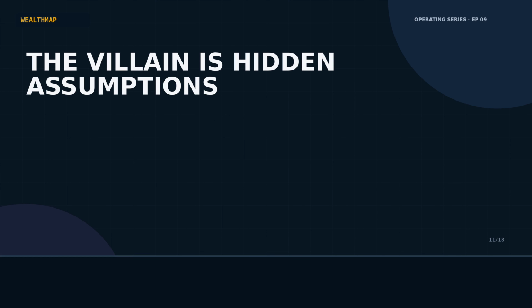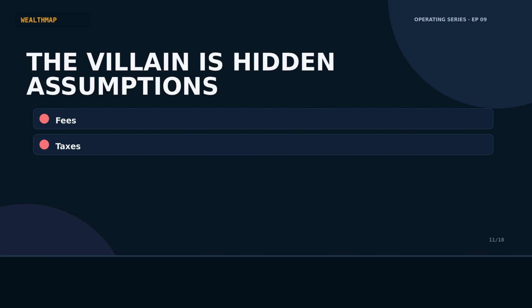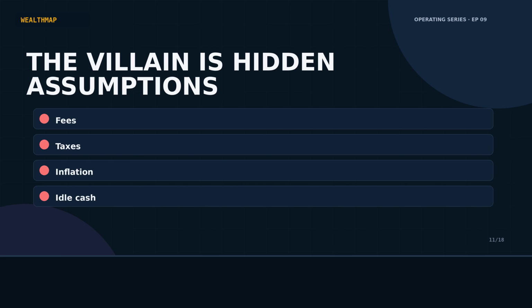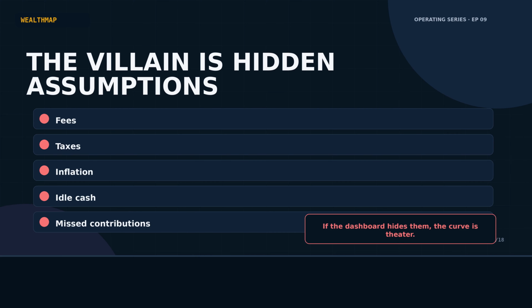The named villain is hidden assumptions. Fees, taxes, inflation, idle cash, and missed contributions do not need dramatic predictions. They need visible rows. If the dashboard hides them, the compound curve becomes theater.